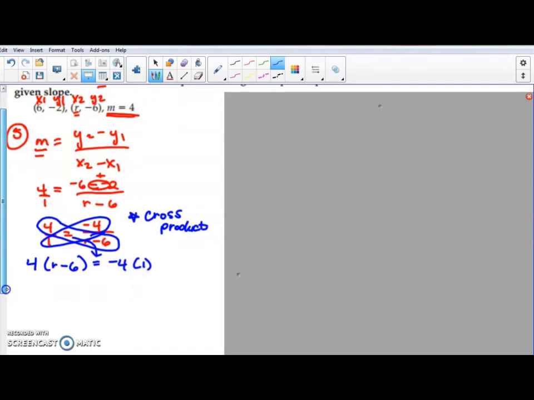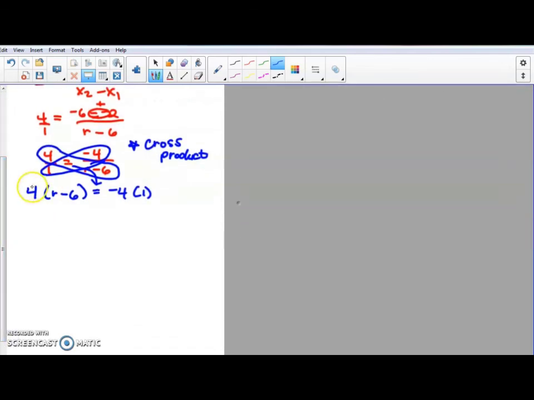So now, to solve the equation, we're going to have to first distribute. 4 times r is 4r. 4 times negative 6 is negative 24. Equals negative 4 times 1 is negative 4. And now we keep solving for r.